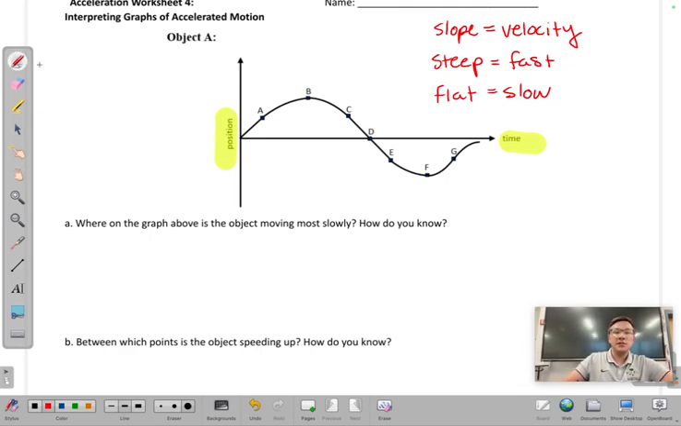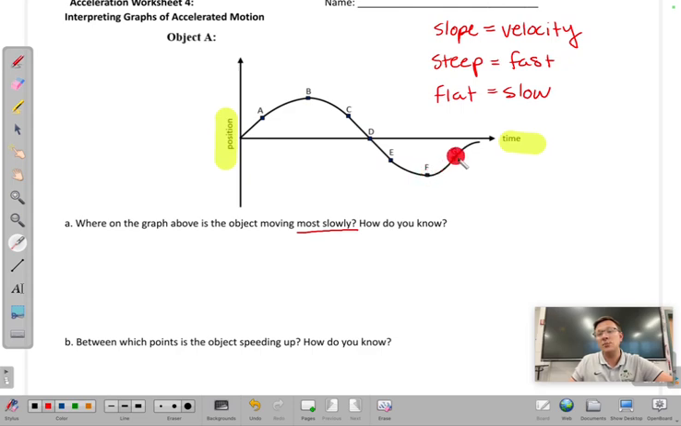So when this says where is it moving most slowly, I know that I need to be looking for places on the graph where the line does not have very much of a slope. It's flat. Okay, so I see obviously a slope right here, but that slope is getting flatter, flatter, flatter until we get to point B where it seems the flattest. And then it starts getting steeper, steeper, steeper as it goes down here. And then it starts to flatten out again by the time it gets to F. That's the flattest point on this half of the graph.